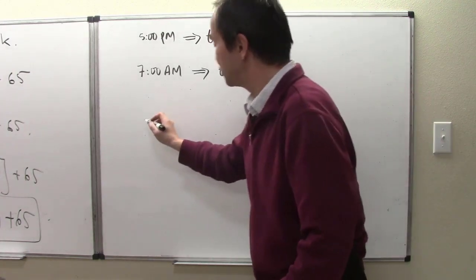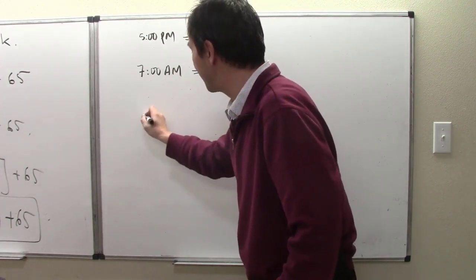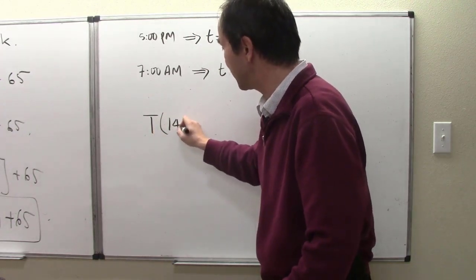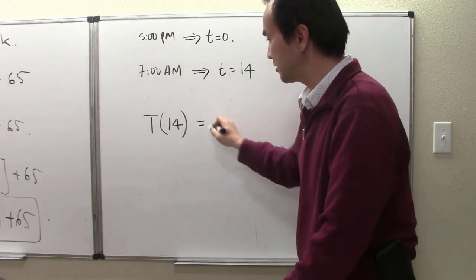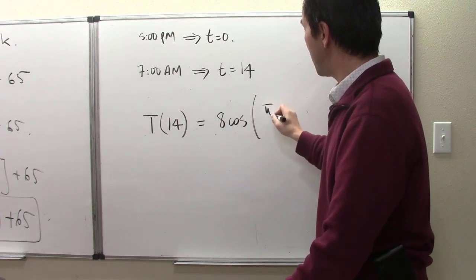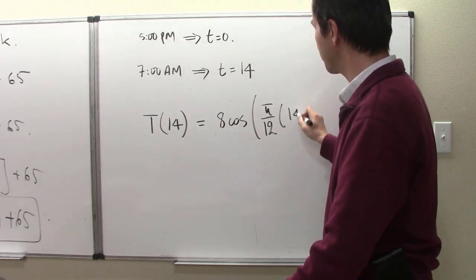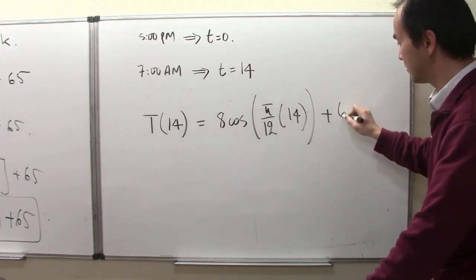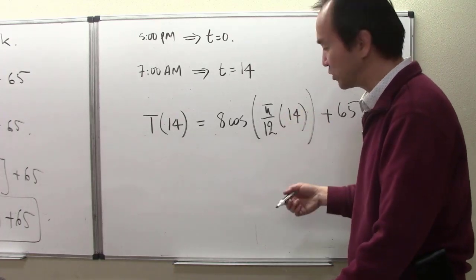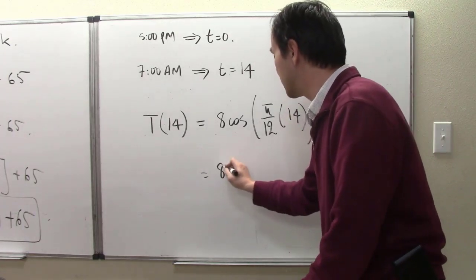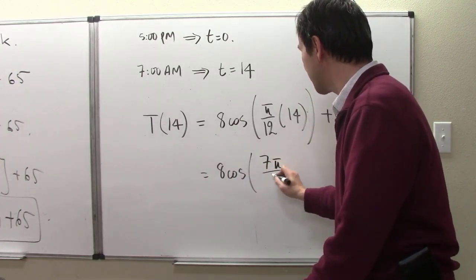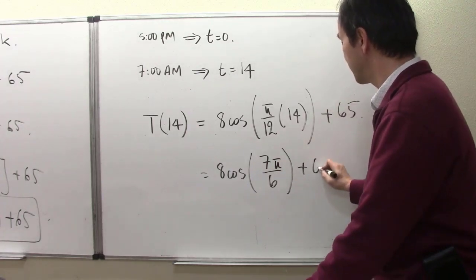And so now to predict the temperature at 7 a.m., it is exactly the function value for temperature at t equals 14. I substitute 14 into the function. So substituting that into the function, we're looking at 8 times cosine of pi over 12 times 14 plus 65. And we can reduce this a little bit before doing some actual work with that. So that's making it 8 cosine of 7 pi over 6 plus 65.